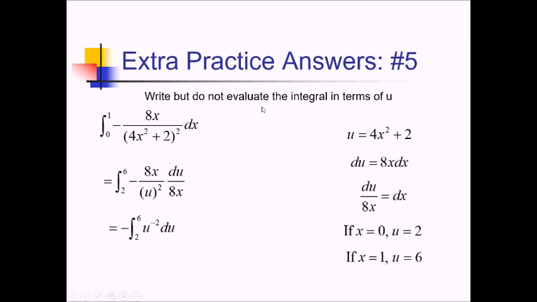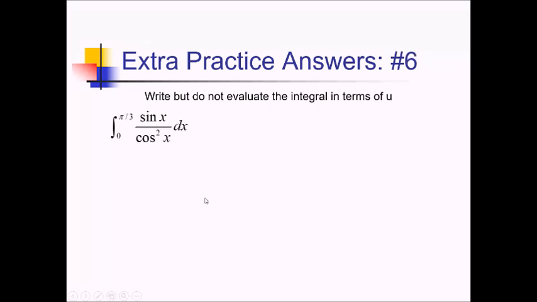They said we do not have to evaluate. For this one, we want to rewrite this in terms of u, but we don't have to evaluate it. So in order to do this, I have to spot an inner function whose derivative is elsewhere in the problem. Well, cosine is an inner function. It's inside a squaring function, and the derivative of cosine involves a sine. So let's let u equal cosine and go from there.